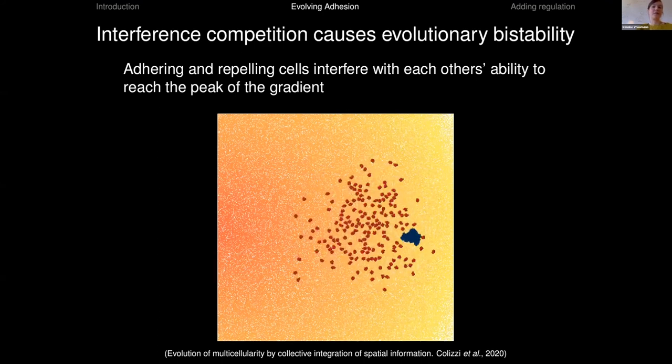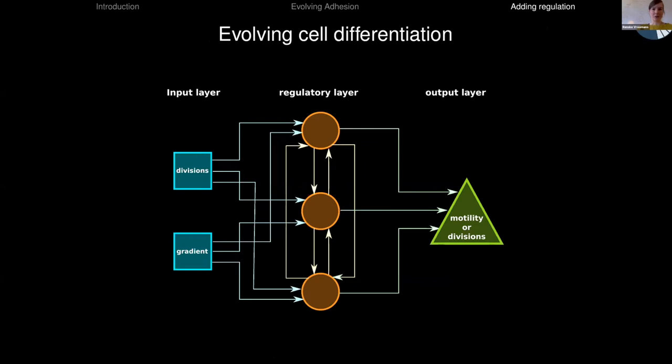And now I am working on a follow-up of this project, because so far we've given cells basically one degree of freedom, which is how much do you want to adhere? And that is all they can change in order to solve the evolutionary problem that we put before them. So now I am giving cells a small evolvable regulatory network with which they can integrate both their internal state, so how many times they divided, and the gradient information to decide whether they want to migrate right now or whether they want to divide. And they have a maximum of 3 divisions per season.